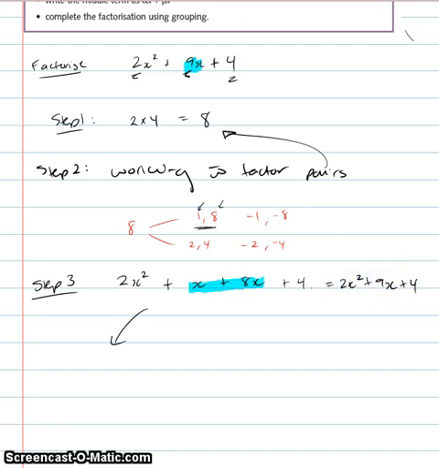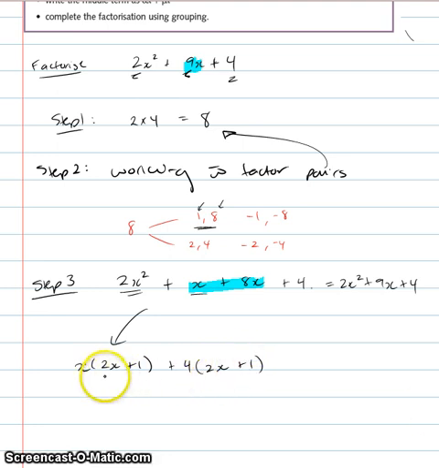That's the same thing. And I can take out a common factor between 2x squared and x. So I'm going to do that. x times (2x plus 1). And I can take out a common factor between 8x and 4. It's 4. 4 times (2x plus 1).